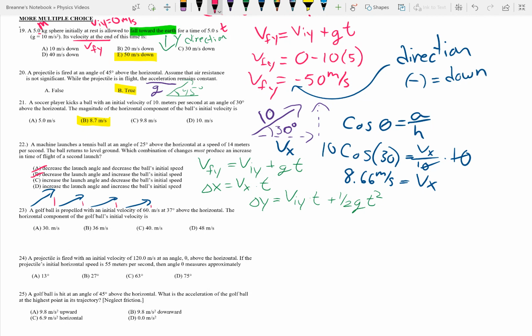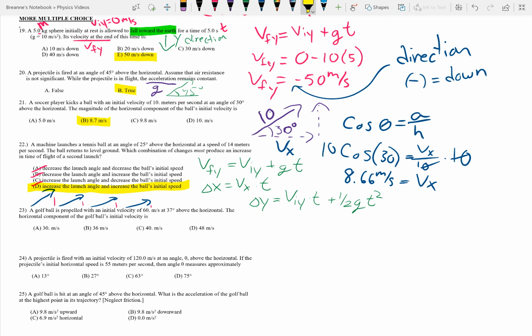Now it's decreasing the ball's initial velocity. If we change the initial velocity, that will change your velocity in the x and velocity in the y. If you have a smaller hypotenuse, that means you have smaller legs. So that wouldn't work. If you increase the angle and increase the ball's speed, you increase your initial velocity in the y, and everything would be good. So that's a conceptual problem.